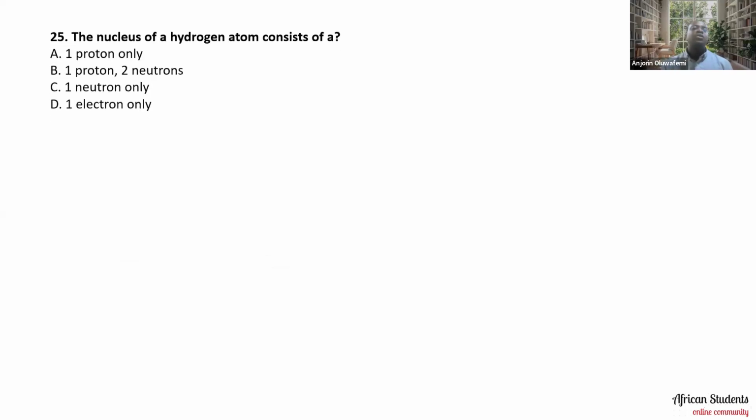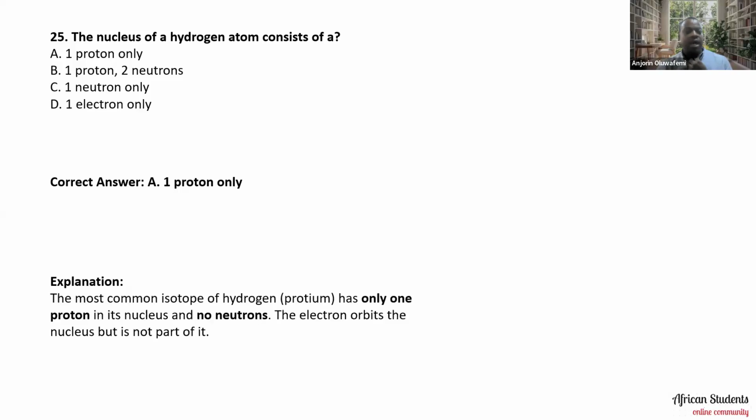The nucleus of a hydrogen atom consists of A, 1 proton only, B, 1 proton, 2 neutrons, C, 1 neutron only, and D, 1 electron only. The correct answer here is 1 proton only. The nucleus of a hydrogen atom consists of just one proton. The most common isotope of hydrogen, protium, has only 1 proton in its nucleus and no neutron. The electron orbits the nucleus, but is not part of it.